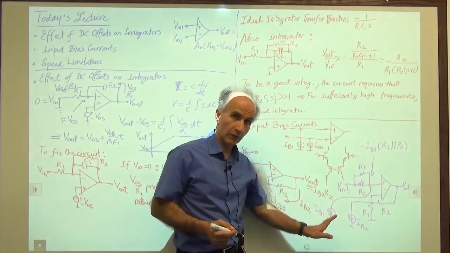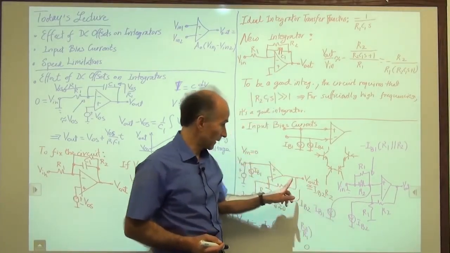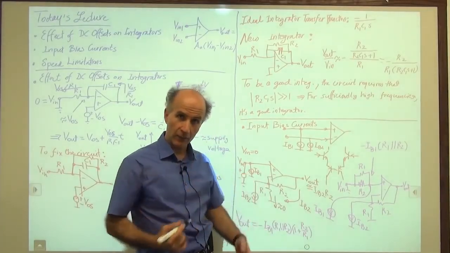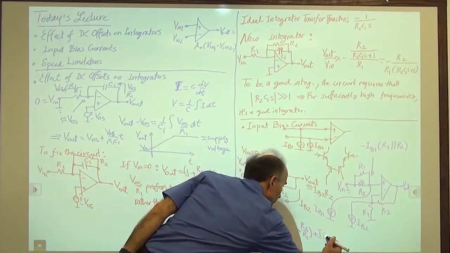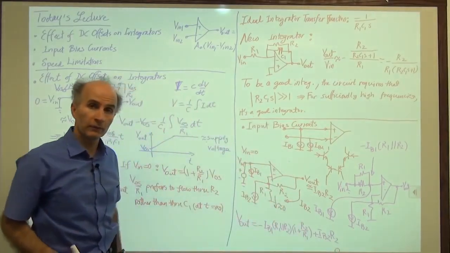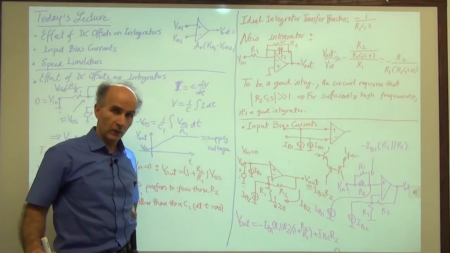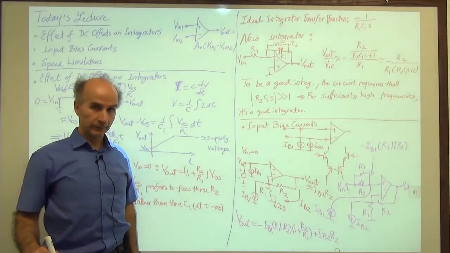So if we use superposition for IB1, we get this. If we use superposition for IB2, we get this. And we have to add these algebraically. So we have plus IB2 R2. This is the total output voltage of the circuit when we include both IB1 and IB2.